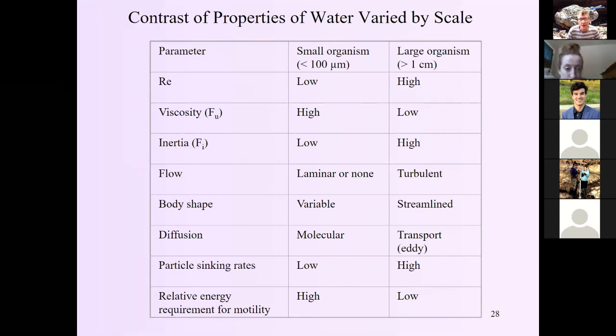Okay, so now we're going to talk about small organisms and what varies by scale. We have Reynolds number. Small organisms have low Reynolds numbers, and large organisms have high Reynolds numbers. Viscosity is high for a bacterium, and it's low for a salmon. Inertia is low for a bacterium, and it's high for a salmon or us. So if inertia is really low, you can't coast. If a bacterium stops swimming, it will coast an angstrom, like the diameter of a hydrogen atom. That's how viscous and low inertia things are for them.